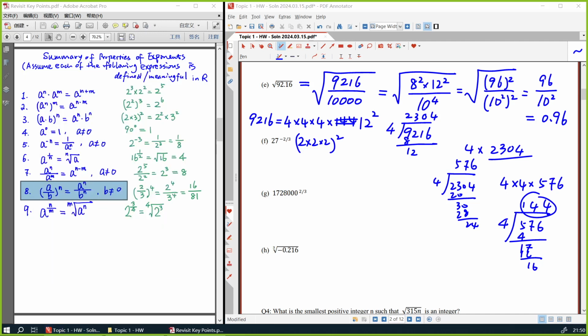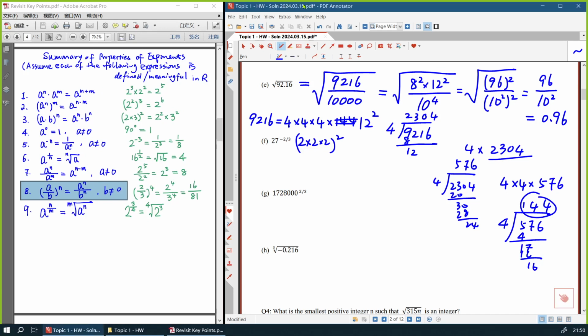Any questions? And the takeaway here is when you see a square root symbol of a decimal number, next time you can convert that to a fraction and then find the perfect square numbers inside that number. Okay? Yes?